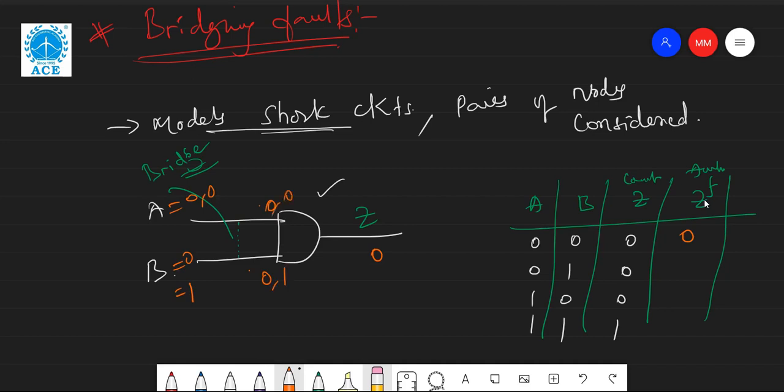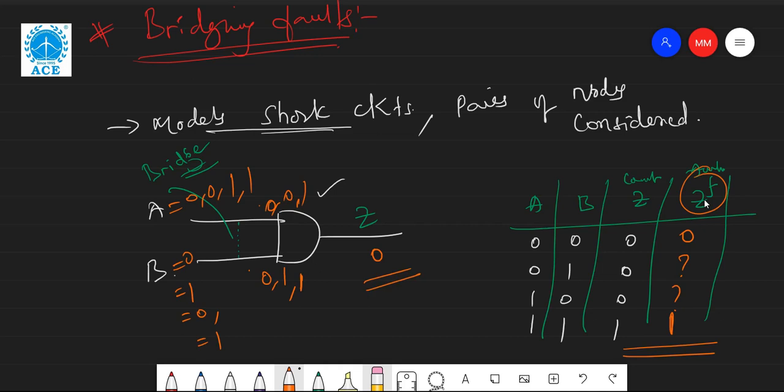Now what is the output? We don't know. Here is the fault; we are unable to find the output. Like that, in this case 1 and in this case 0, we are unable to find the output. Last one, both are 1, so I know the output because these are connected, both are 1. So this is the truth table of bridging faults. Got my point? This is the bridging fault.